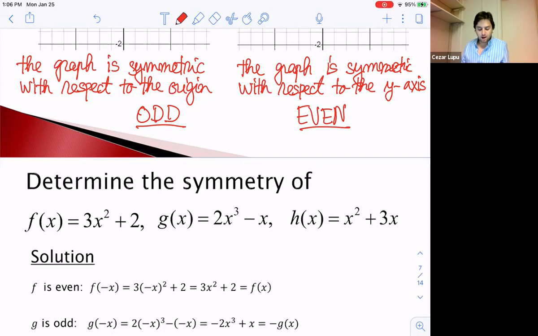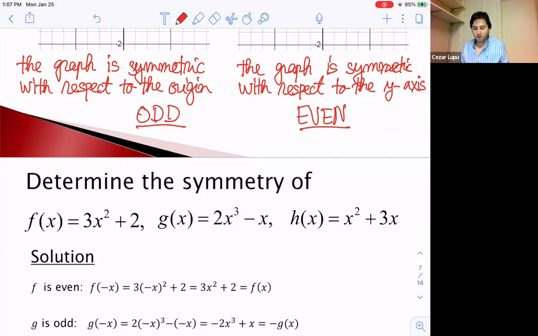So g will be odd because if you evaluate g of negative x, it will be 2 times negative x everything cubed minus negative x. And you'll get 2 times negative x everything cubed, which is negative 2x cubed, and negative negative x will be, of course, positive x. So this gives us negative 2x cubed plus x, which is nothing else than negative g of x. So g of negative x is negative g of x. So that's what it means for a function to be odd, right?